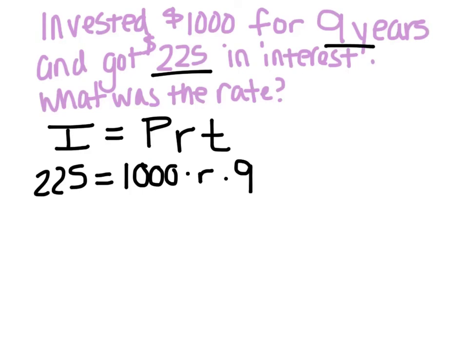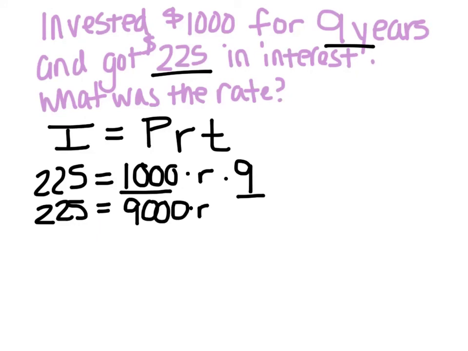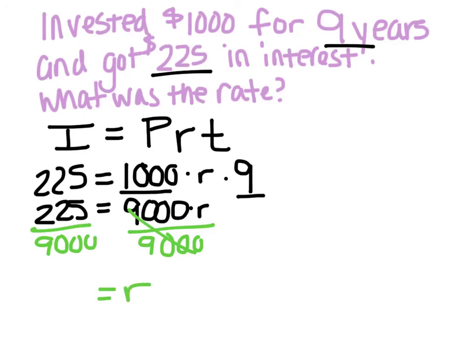Remember, since multiplication is commutative, we can switch this around a little bit. I'm going to do 225 equals 1,000 times 9. It doesn't have to be 1,000 times r first. You can do 1,000 times 9 first. And so we get 9,000 times r. And to get r by itself, we divide both sides by 9,000. And we're left with 225 divided by 9,000 is 0.025. That's not our final answer, but it's going to help us.